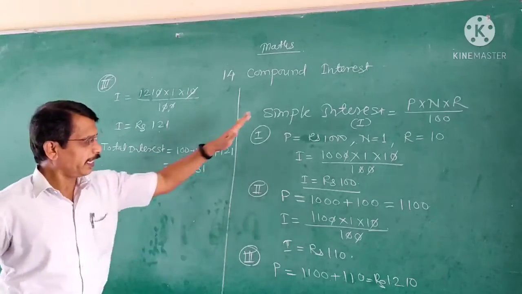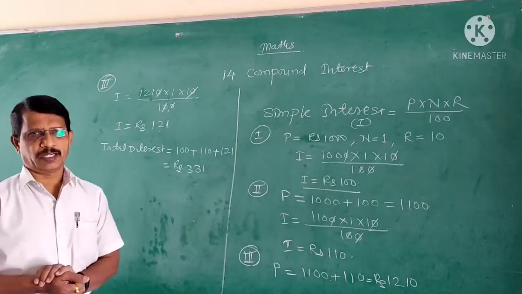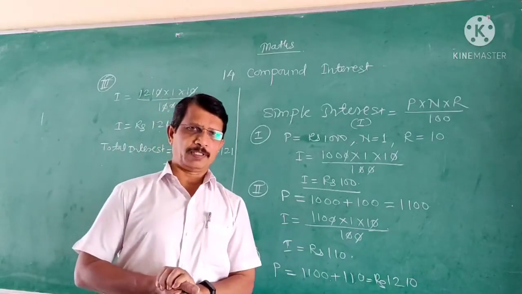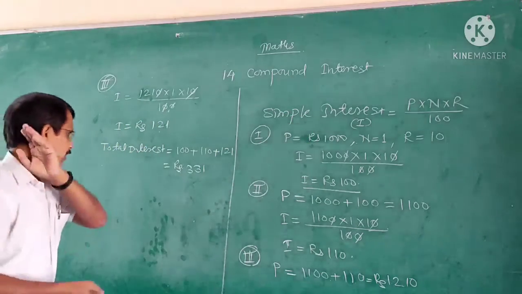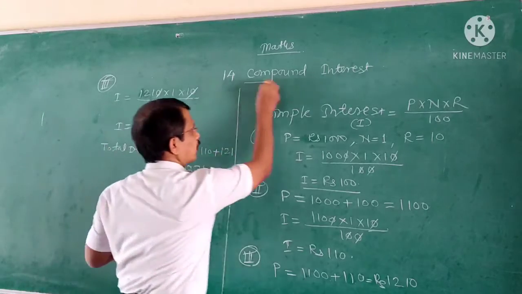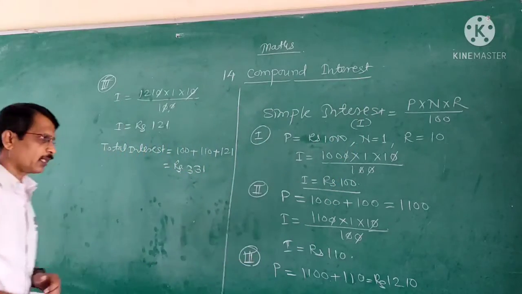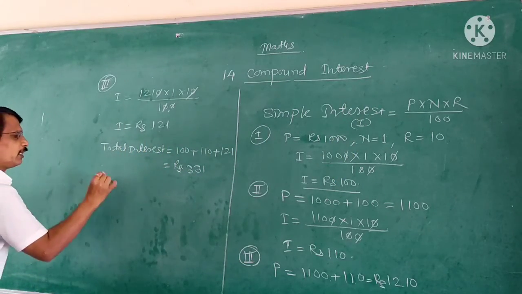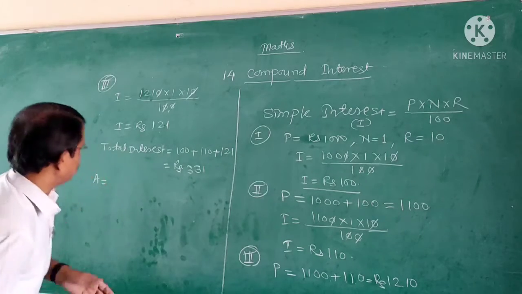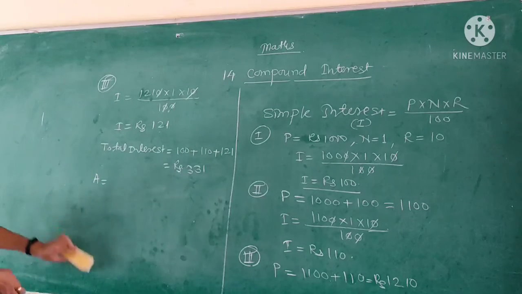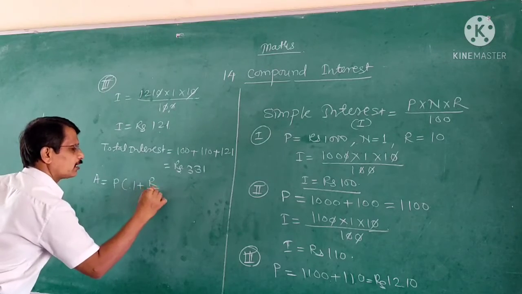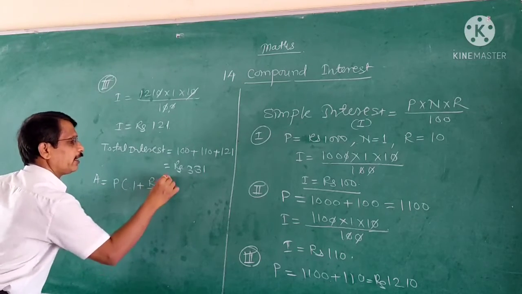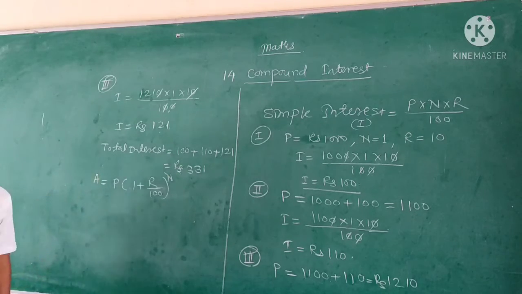331. आता हे एवढं मोठं करण्यापेक्षा एक छोटा जर फॉर्म्युला वापरला, आपण सूत्र वापरलं तर एवढं करायची आपल्याला गरज नाही. For that, compound interest amount is equal to, formula for compound interest, amount is equal to P into bracket 1 plus R divided by 100 raised to n.